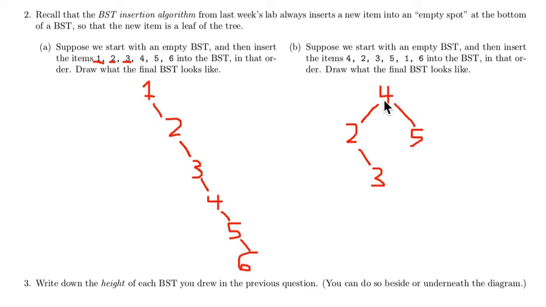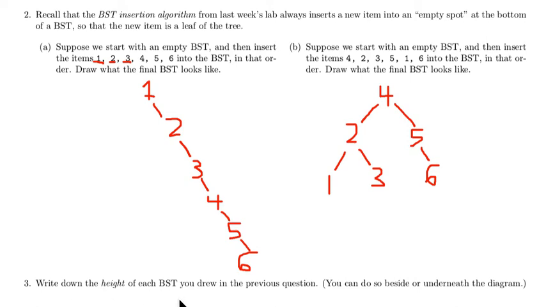Well, 1 is less than 4, so we look in the left. 1 is also less than 2, so we can add it here as the left subtree of the 2 node. And last but not least, 6 is our last value. 6 is greater than 4, and 6 is greater than 5, so we can put it here. All right, so as we can see, 2 trees with the same values stored in them, but the order that we insert them means that we end up with 2 very different looking trees.